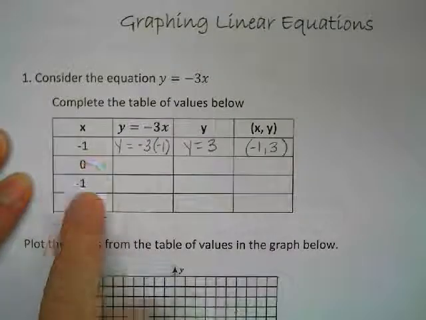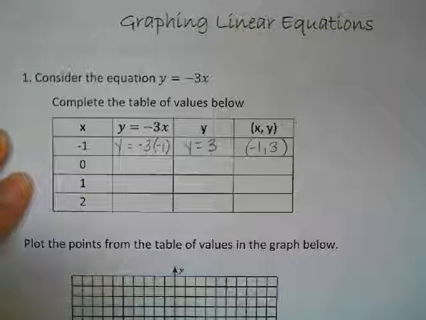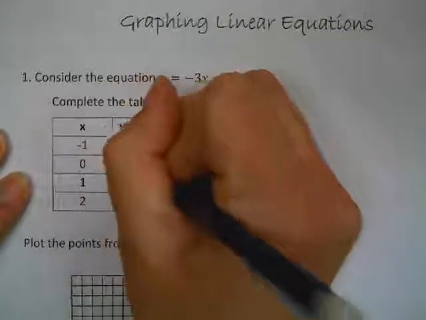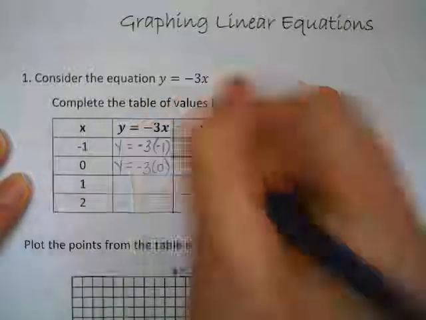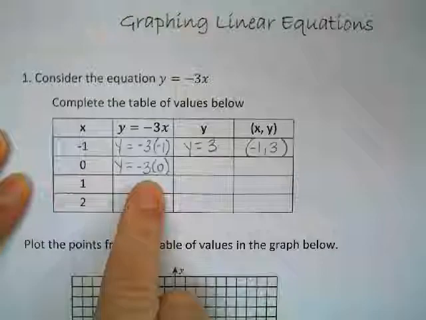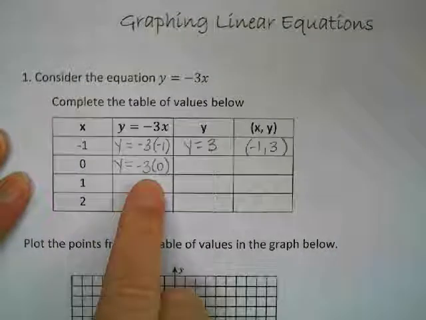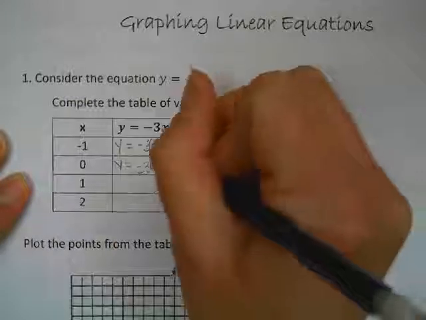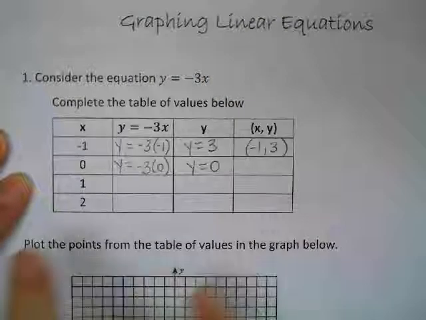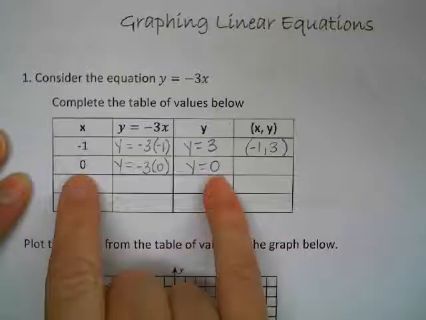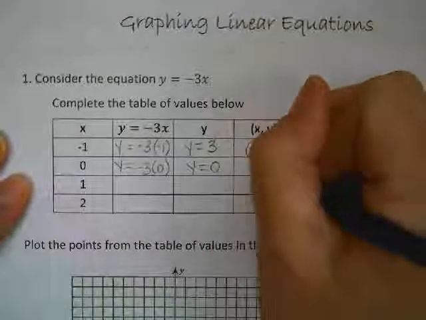And you're going to go ahead and do this for the other 3 x values. So the second x value is 0. So you're going to do y equals negative 3 times 0. Negative 3 times 0 is 0. So your ordered pair is 0, 0.